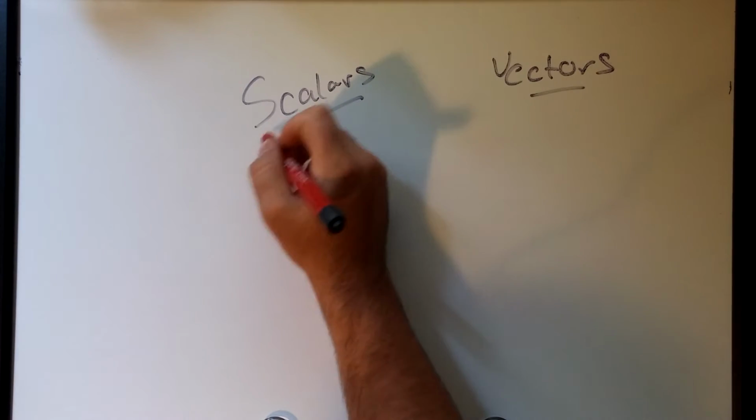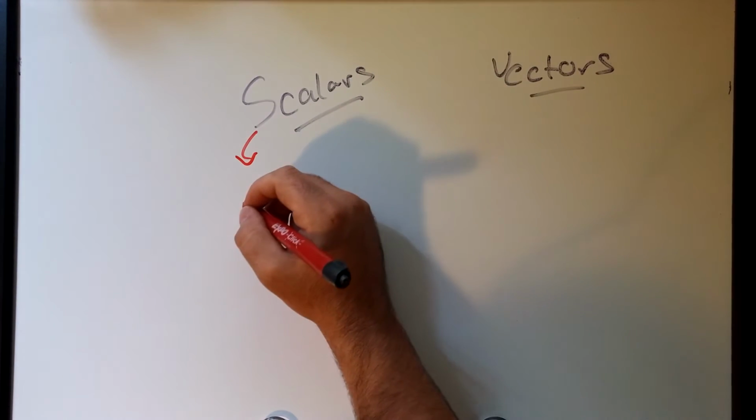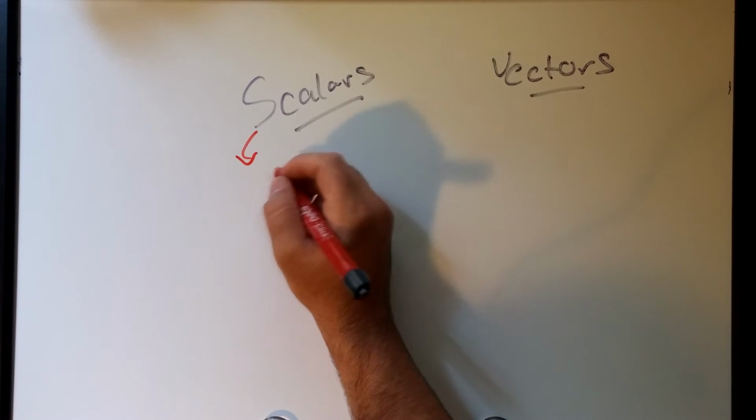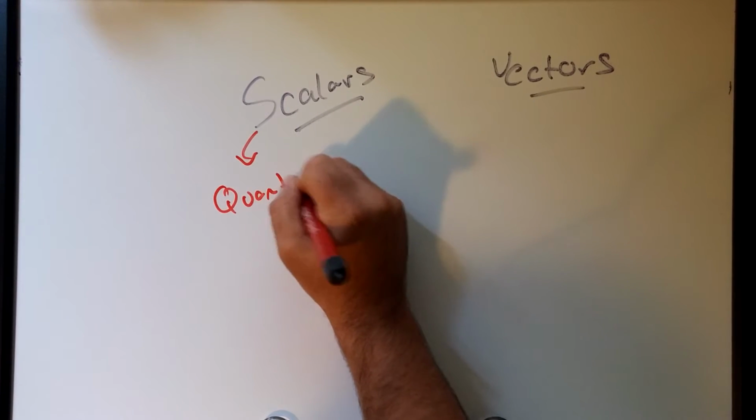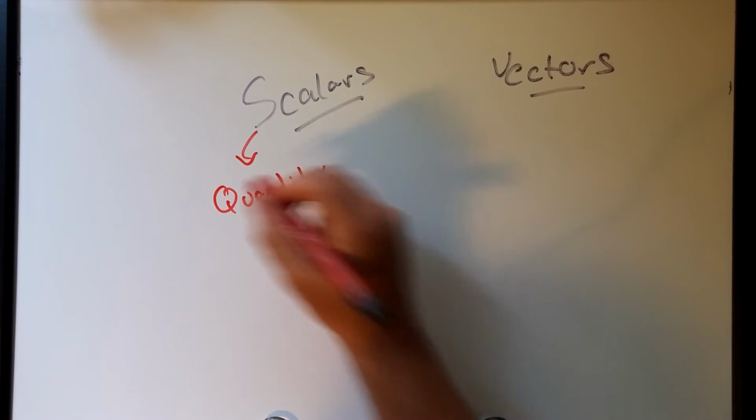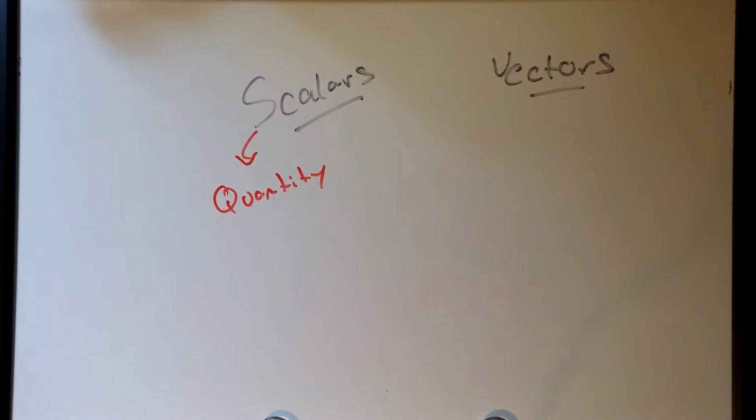So a scalar term is any term that has just quantity associated with it. Quantity only. We do not worry about direction. A lot of times we'll say all we need to know is the magnitude of the information. We don't need to know the direction of the information. I'm going to give some better examples in a minute to help clarify what a scalar term is.